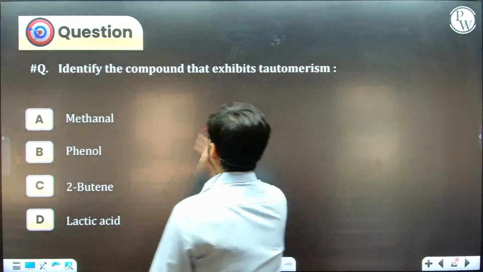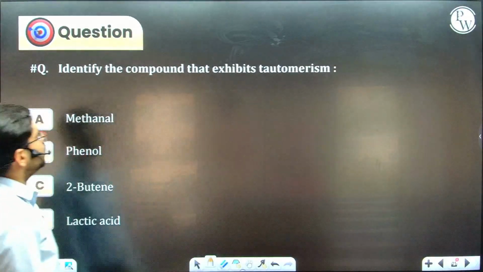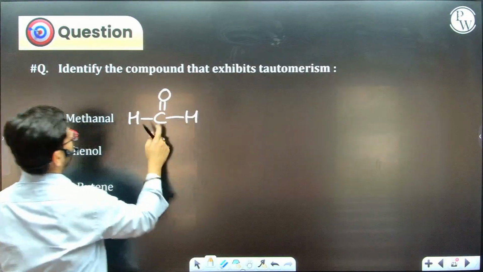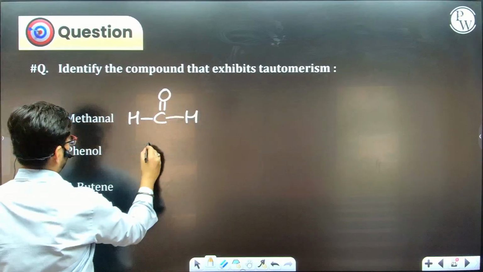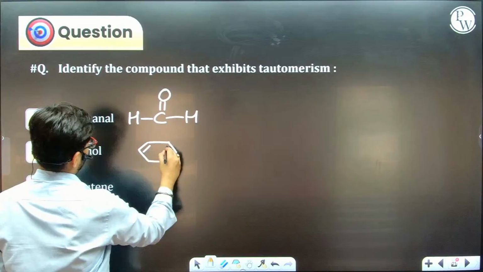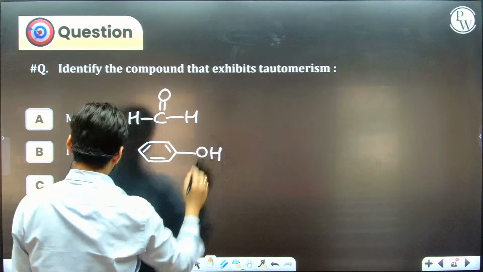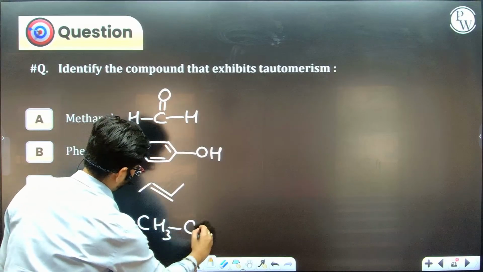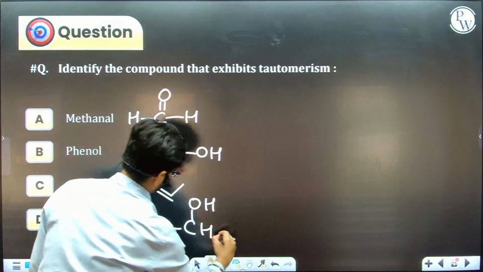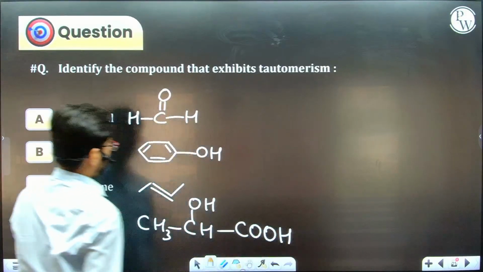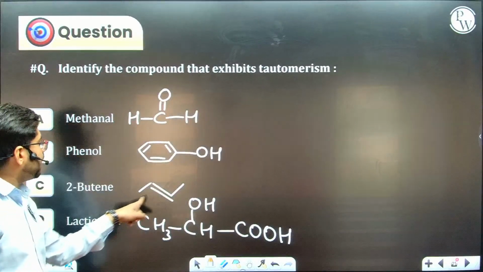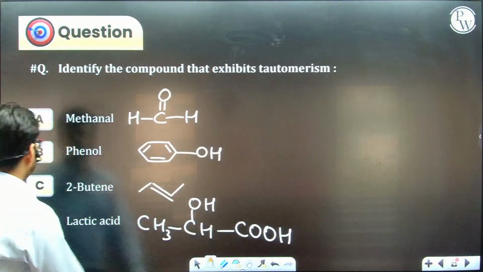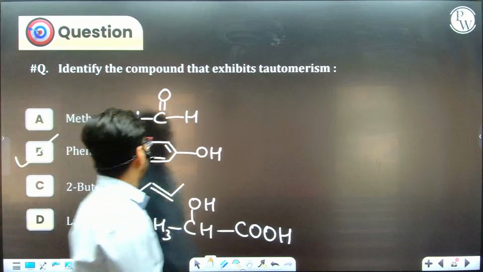Next, again a similar question. Identify the compound which exhibits tautomerism. Methanal is HCHO. This cannot show tautomerism because there is no alpha carbon. This is phenol. This is butene, and this is lactic acid. This cannot show. There is no aldehyde, there is no ketone, there is no such functional group. This also cannot show. So only this can show, phenol.